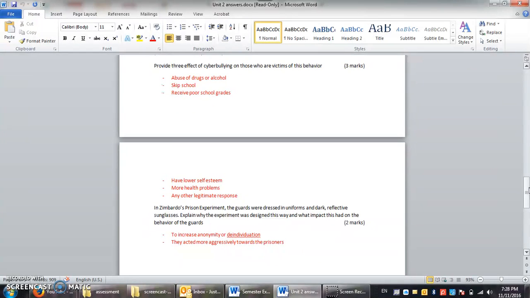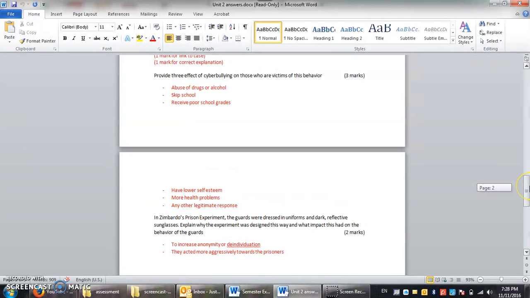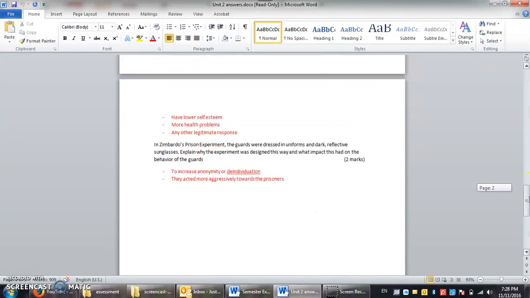Then provide 3 effects of cyberbullying on those who are victims of this behaviour. So I reckon you should be able to list them regardless of whether you've done the course or not. Abuse of drugs or alcohol, skipped school, received poor grades, etc., etc. Any that made sense relating to that were given marks.